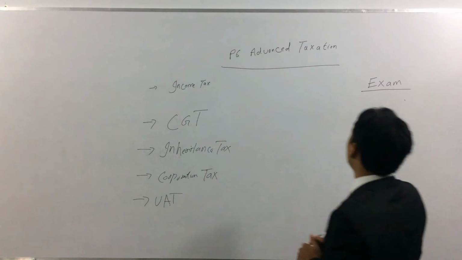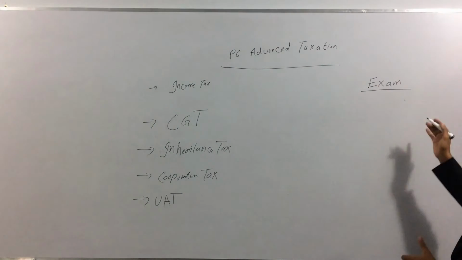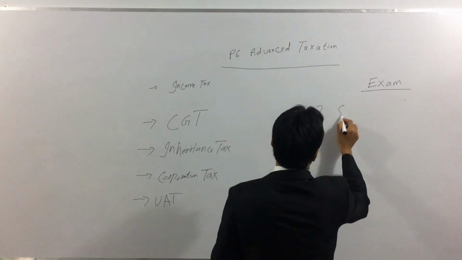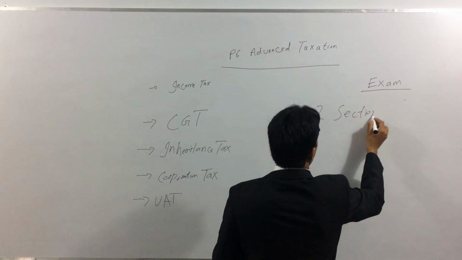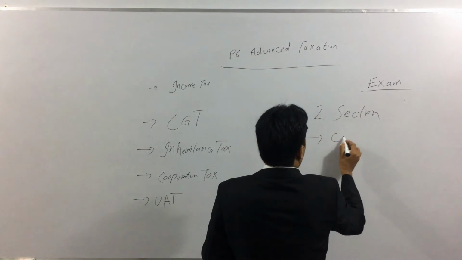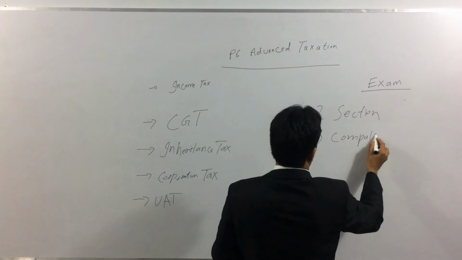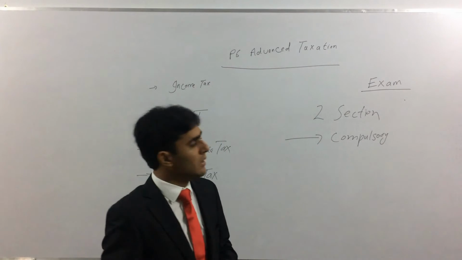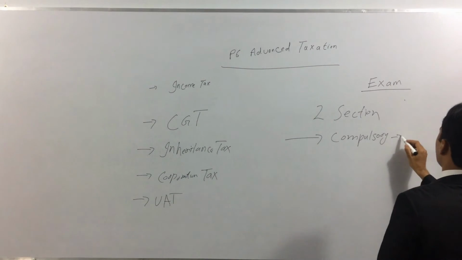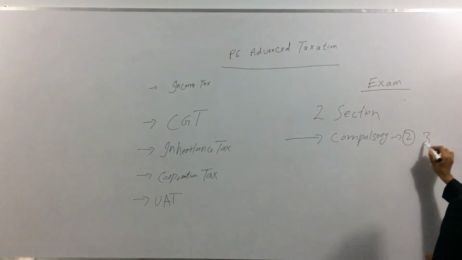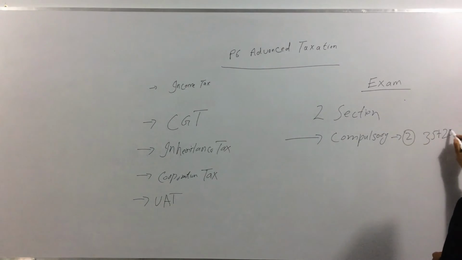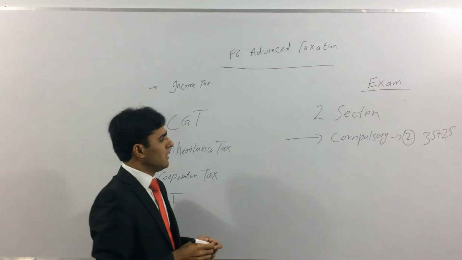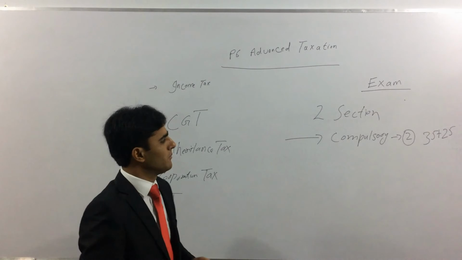Now, in addition to this, before I go further, we were talking about the exam. If I talk about the exam, there are 2 sections in the exam. First one is a compulsory section. There are 2 questions in this one. The first one is 35 marks, and the second one is 25 marks. And this section you must attempt whatever happens, because this is a compulsory section.